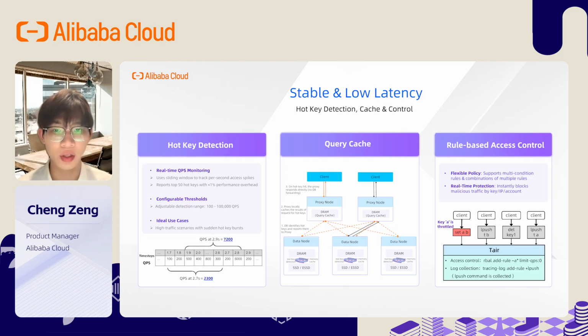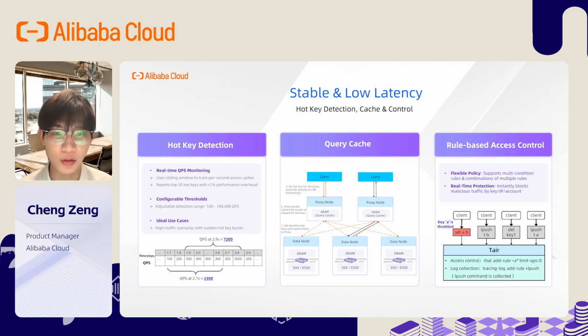And in distributed KV systems, hotkeys are also a key factor that affects low latency performance. When access to a specific key suddenly spikes, it can overload local resources, causing latency to surge or even lead to service collapse. To solve this, Tair Serverless KV uses a three-layer mechanism: detection, caching, and control.